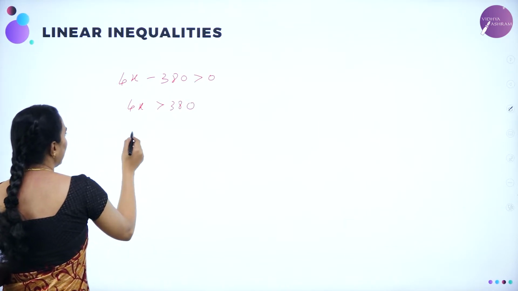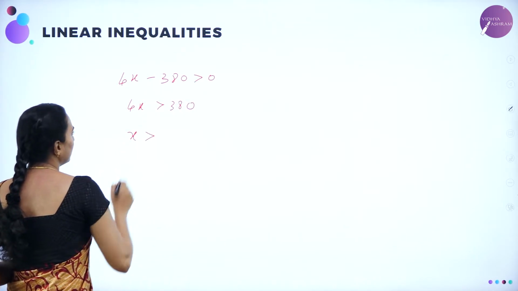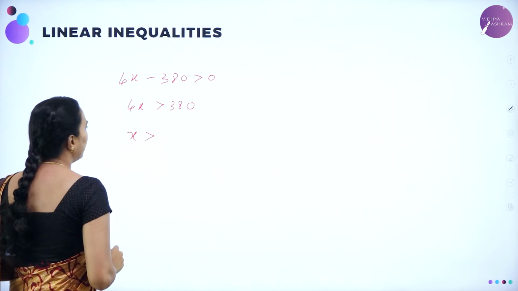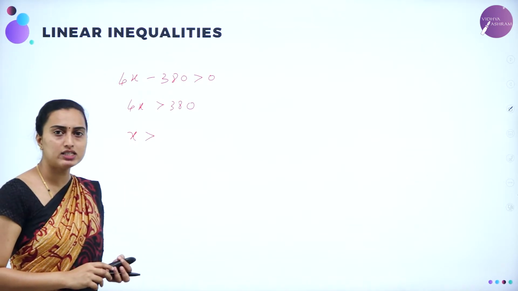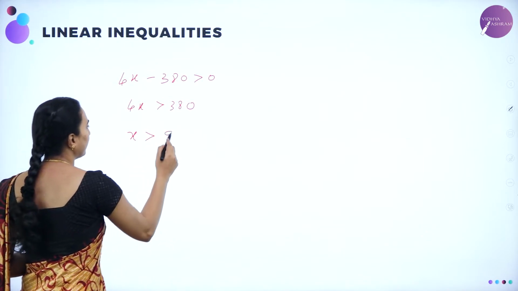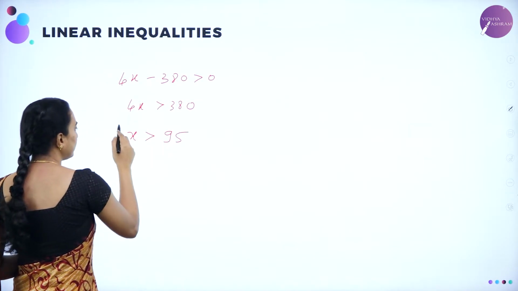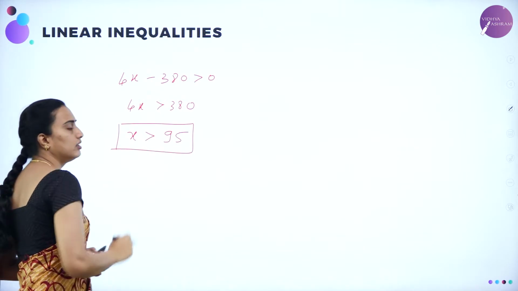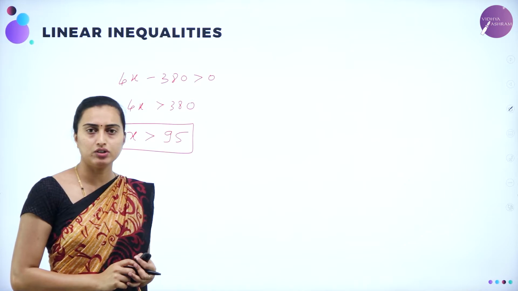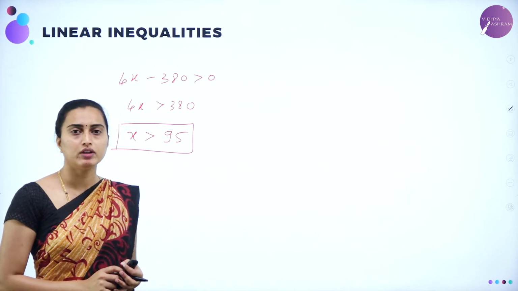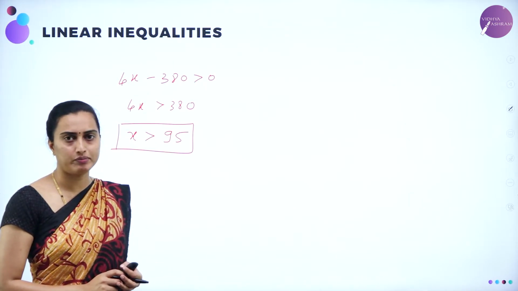Otherwise, x is greater than 380 divided by 4. Dividing throughout by 4, the answer is 95. So this is your answer: x is greater than or equal to 95. Understood? I hope you got this one. We'll move on to the next problem.